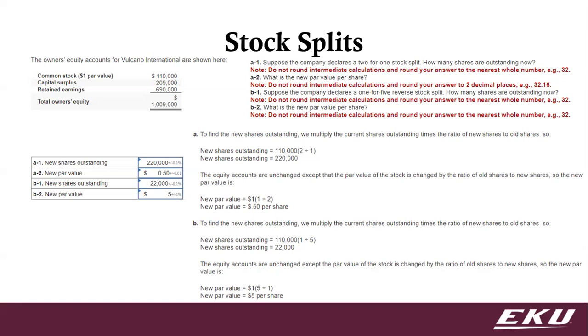And so in this case, how many shares are outstanding? It used to be 110,000, now it's 220,000, right? And then the par value was $1 a share, but since we split it, it's 50 cents a share.